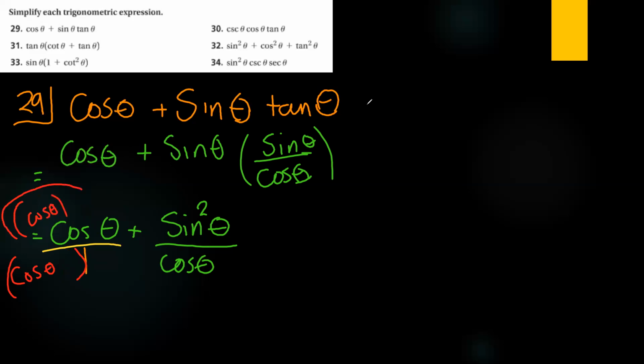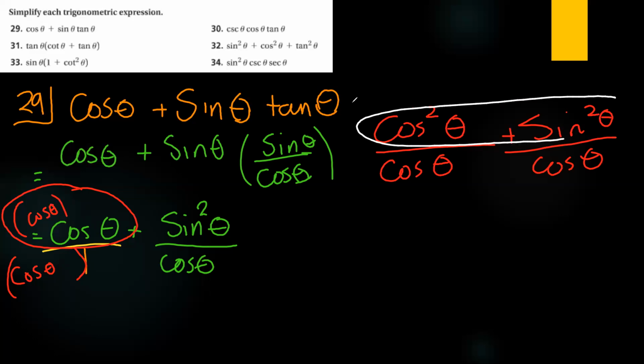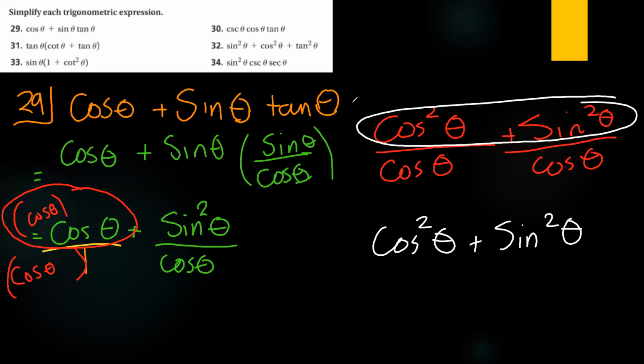Then cosine times cosine is cosine squared over cosine plus sine squared over cosine. And since they have the same denominator, we can write them as one fraction. So we can write cosine squared plus sine squared over cosine.